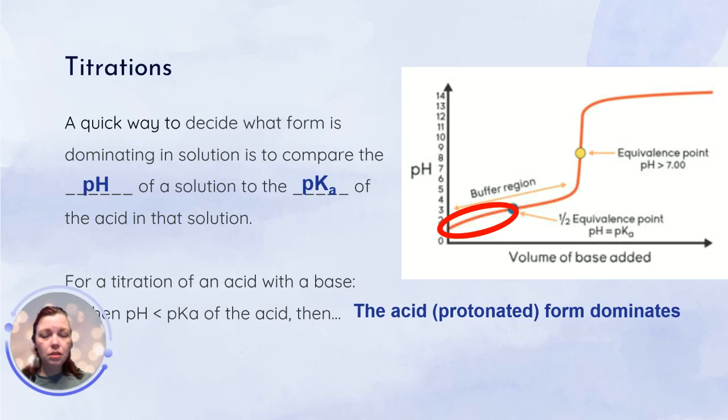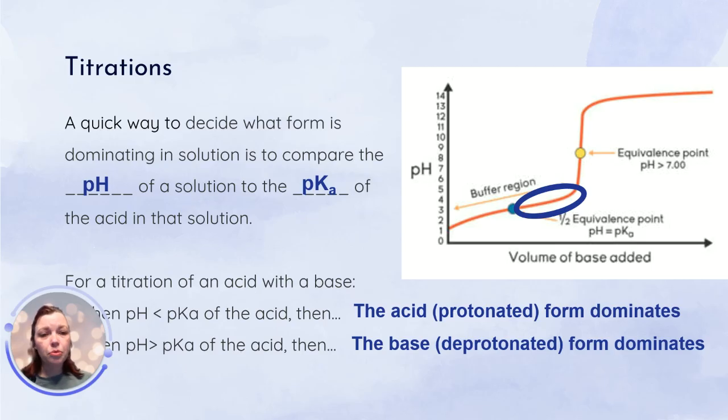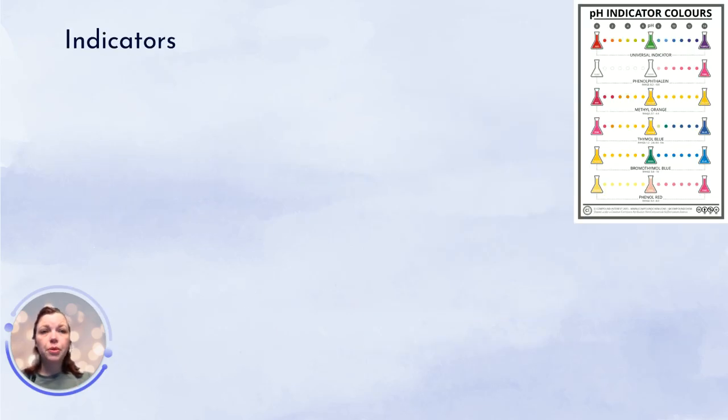Now, you would not need to graph the data in order to figure this out. You can just remember this, but I think having the shape of the graph in your mind will help you to remember it. If your pH is greater than the pKa of your acid, then the base or the deprotonated form dominates. And again, that's because at that point you are past the half equivalence point, and so you've got more of the concentration of base because a greater portion of the molecules have changed from being protonated to deprotonated. So then this brings us to something called indicators.